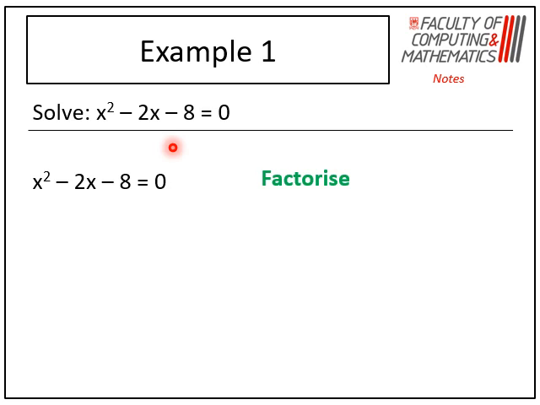If you look at x squared take 2x take 8 is equal to 0, there isn't a common factor, there isn't a number, a letter, or both that fits into each of those terms without leaving a remainder, so it can't be that. Next in the list is the difference of two squares. There's clearly more than two terms there, so it can't be that one either, so it has to be trinomials that we're looking at.